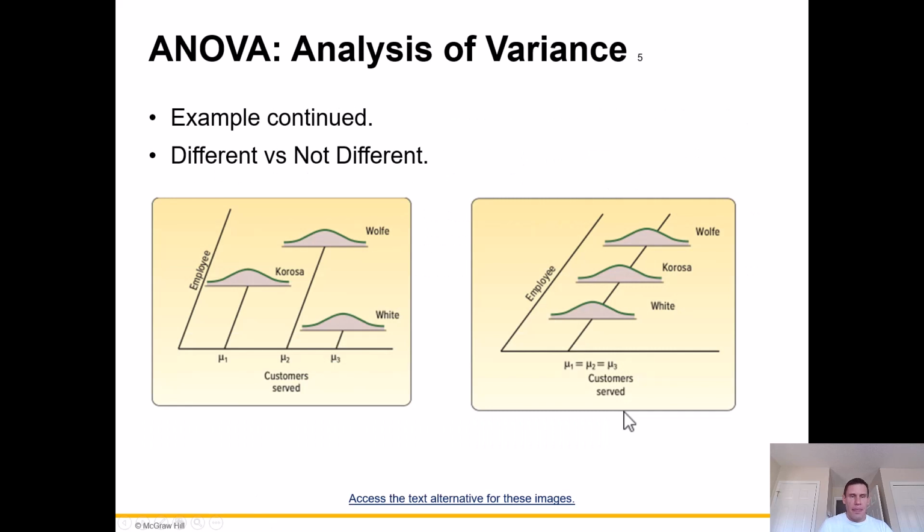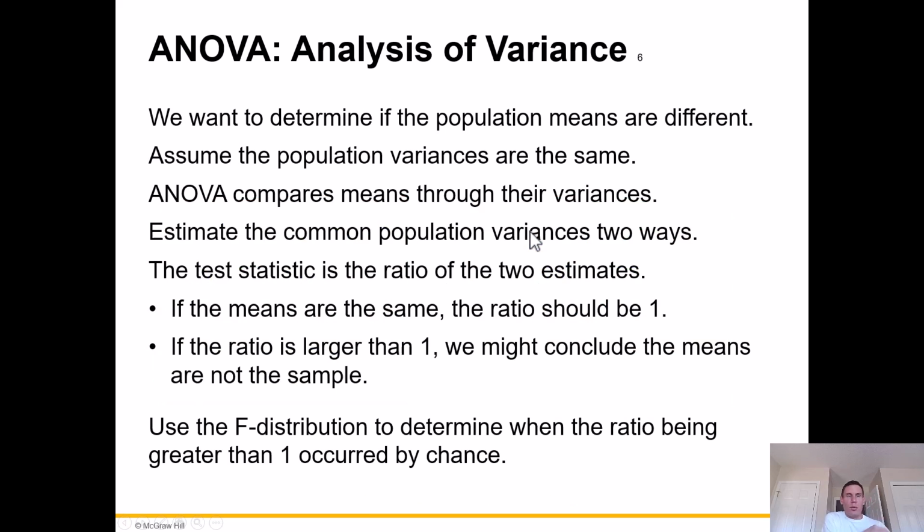So let's continue. We can see here we've got the employee, the customers served, the mean for Carosa, the mean for Wolf, and the mean for White. If you think about what these differences are, this is basically different versus not different, right? So what's that speaking to? Null hypothesis relative to research hypothesis. We want to determine if the population means are different. We assume the population variances are the same. So ANOVA compares means through their variances.